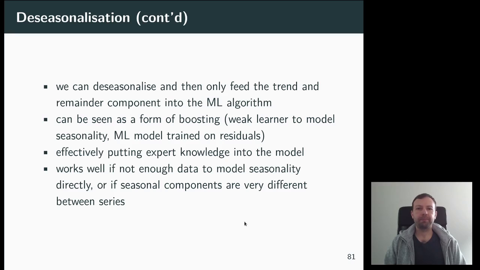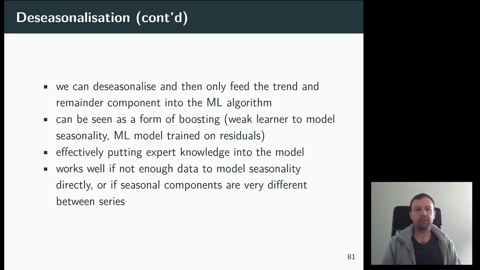And now, yeah, we apply such a decomposition, then we deseasonalize, and then we only feed the trend and the remainder component into our machine learning algorithm. I like the idea that this can be seen as a form of boosting. So you have this weak learner, which is your deseasonalization to model the seasonality, and then you have your machine learning model that trains on the residuals of the seasonal decomposition. You are effectively putting some expert knowledge into your modeling because now you assume there is a seasonality, it has certain repetitive characteristics.